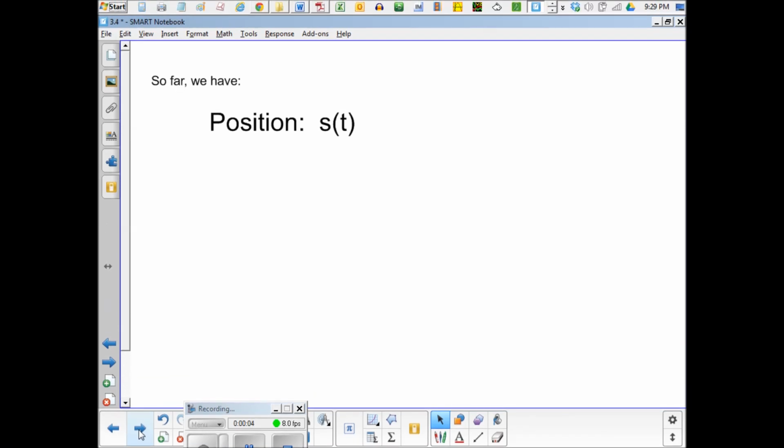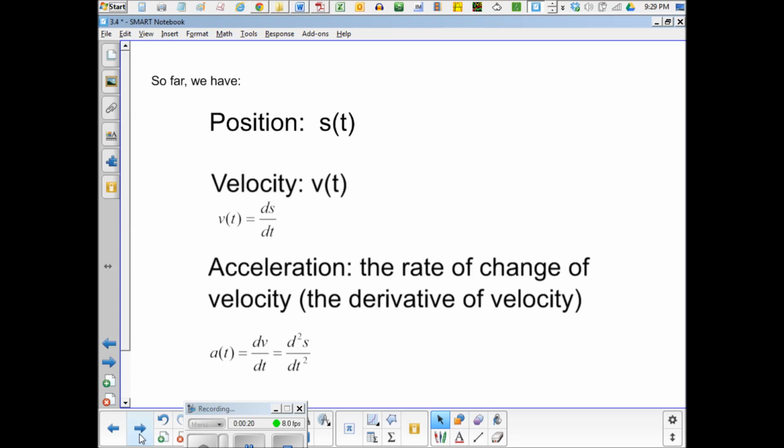Okay, so far we have position, which the book uses s of t for, and velocity, which is the derivative of the position with respect to time, and acceleration. Acceleration is the rate of change of velocity. So it's like the speed of the speed, and you'll find that of course it is the derivative of velocity with respect to time. So we call this the second derivative of position. It's the derivative of the derivative. It's the rate at which the speeds are changing.